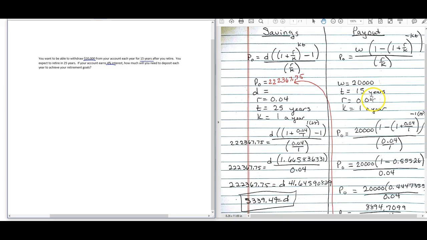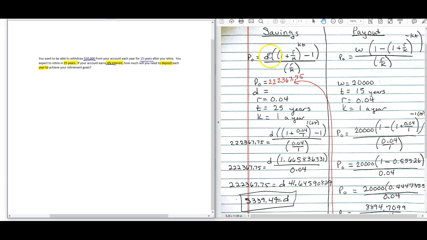So now I need to go back to the second part, or the rest of the question, where it says you expect to retire in 25 years. We have an account earning 4% interest, and we want to know how much we need to deposit each year, so annually, to reach our retirement goals. And so now we have enough. Since I figured this out, I have enough now to figure out how much I'll need to deposit here.